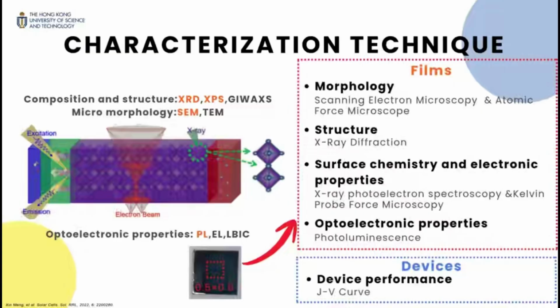We used a glass cutter to cut the sample into 1.5 by 1.5 centimeter pieces for SEM, AFM, KPFM, XRD, and XPS characterization. For PL measurement, the samples were tested directly without cutting. JV curve testing, however, required the use of intact complete devices.